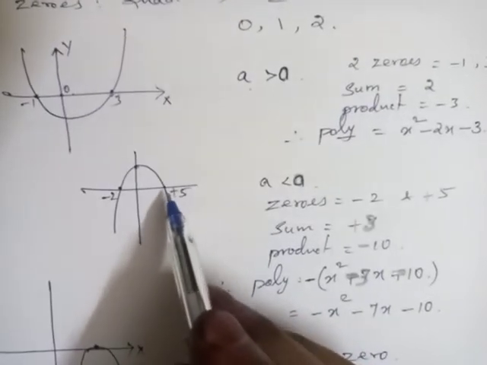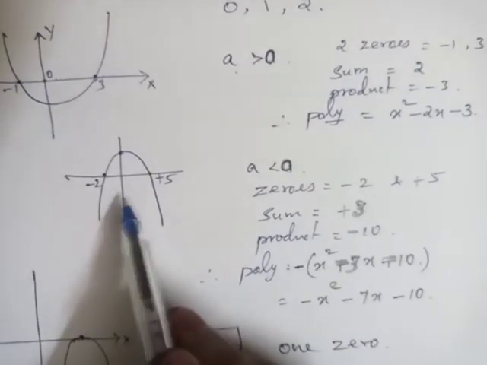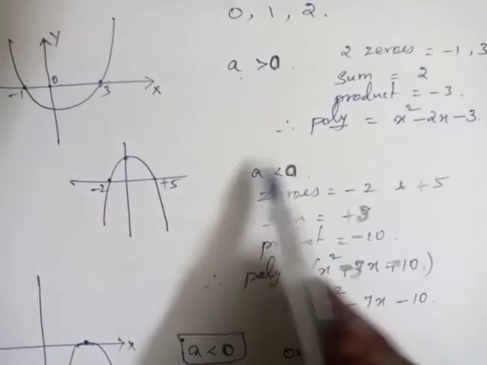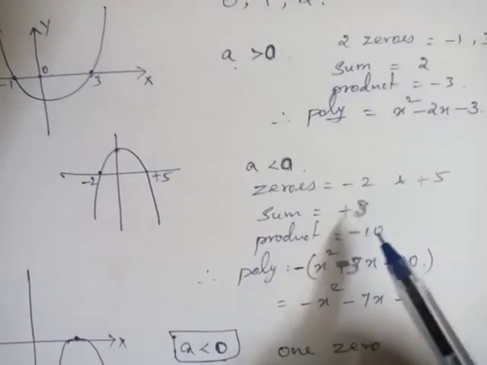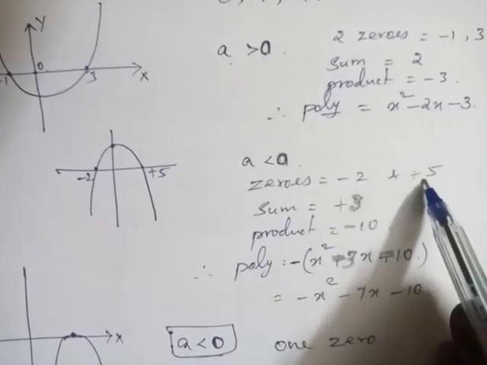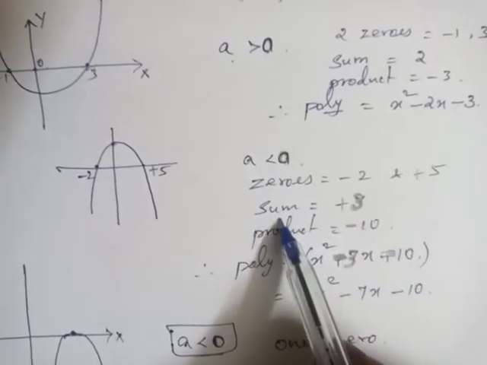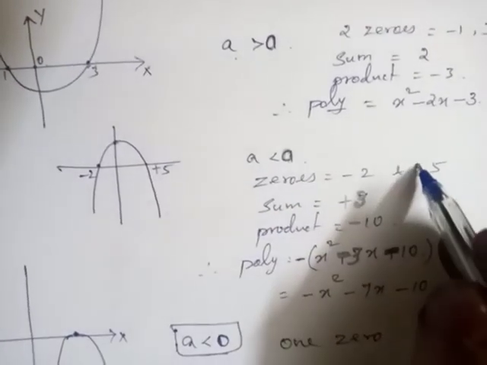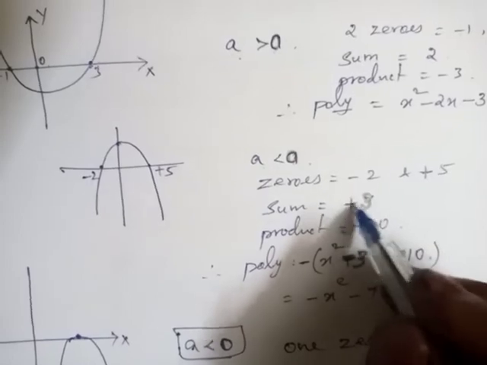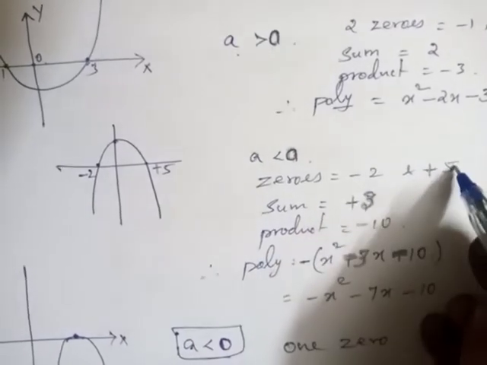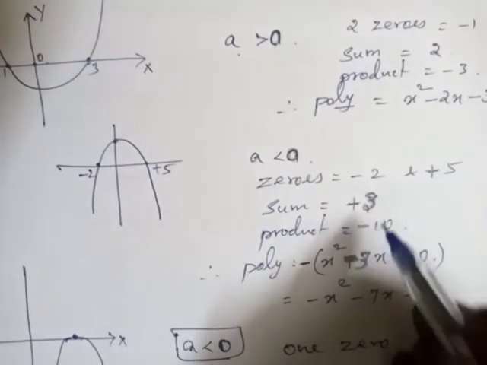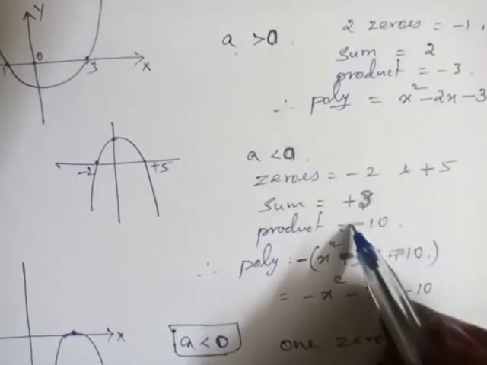Now consider this graph where it cuts, for example, at minus 2 and plus 5. The right-hand side is there, so just consider this as plus 5. So a is less than 0. Why am I telling this a less than 0? Because it opens downwards. Now the zeros are minus 2 and 5. So the sum of the zeros is plus 3, right? If you add these two, you will get plus 3. The product is minus 10, right?